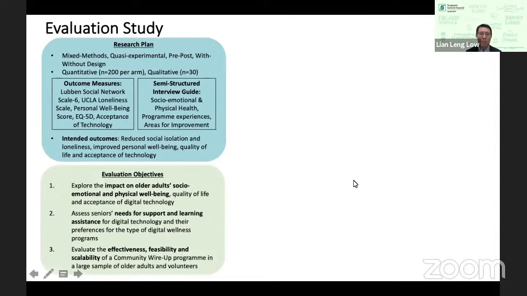So our program evaluation is based on a mixed methods, quasi-experimental pre-post study design. So in the stepped wedge study design, we will assign 200 participants to the intervention group, whereas another 200 participants will initially be in the control group, but subsequently receive the intervention. Our primary outcome measures listed here, very briefly, are social isolation and loneliness, as measured by the Lubben and the UCLA loneliness scale, as well as improved personal well-being and quality of life. The difference between the two groups will help us to determine how effective this program is. And in addition, we will conduct qualitative interviews with the participants and the stakeholders to evaluate the feasibility and scalability of the program. Next, please.